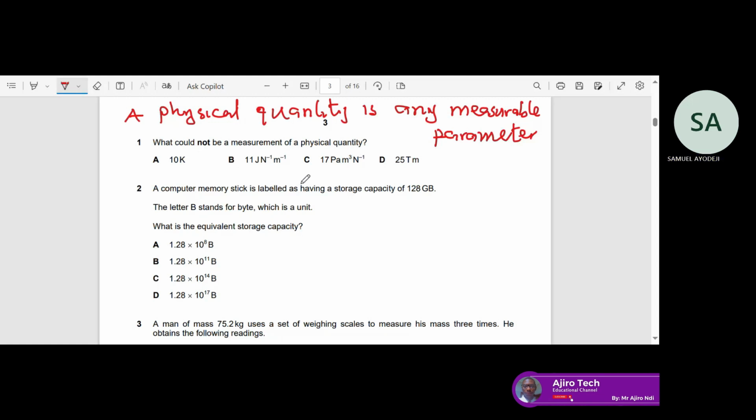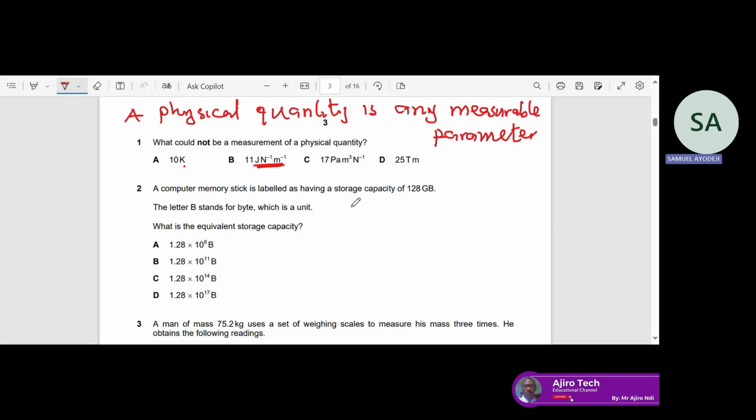Let's first of all see this. Looking at this, it is Kelvin. It's coming from temperature. It's a unit. And a physical quantity must also have a magnitude and a unit. Coming to this particular one, it is a unit of what? It's for force, Joule.